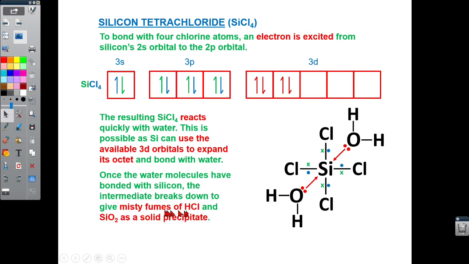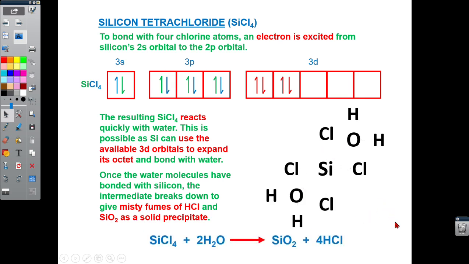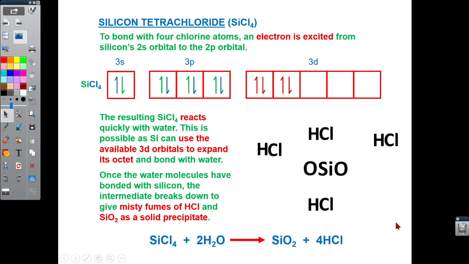So that's one thing we see: these fumes of HCl coming off the reaction. And we also form a white precipitate of silicon dioxide. And so we can show that breaking down. The H's and the Cl's will get together, and there's our equation then for HCl molecules. Here they are. And silicon dioxide, here it is.